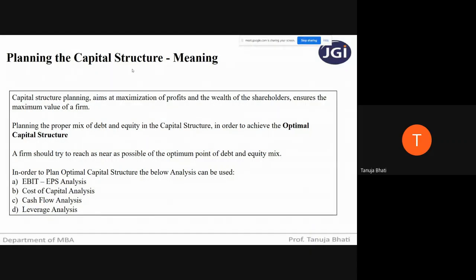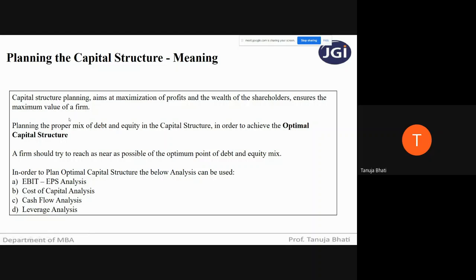So obviously your plan should always aim that the profit should increase, the wealth of the shareholders should increase, the value of the firm should increase. So whenever any finance manager, or the management of the company, is planning the capital structure, it should plan with such a combination of the sources of finance that the value of the firm should increase, number one, the wealth of the shareholder should increase, number two, the profits of the firm should increase, number three. When all this is gained, then that plan for raising the capital structure should be selected.